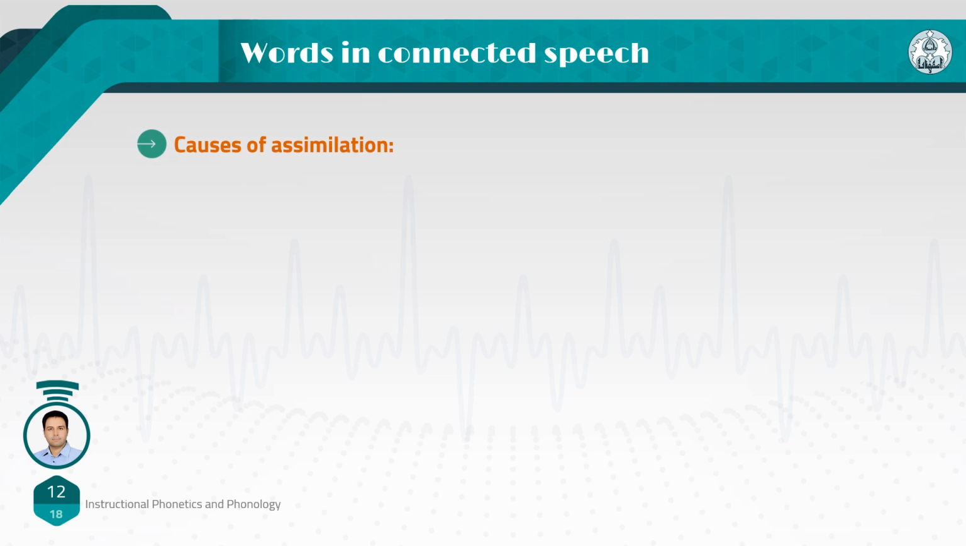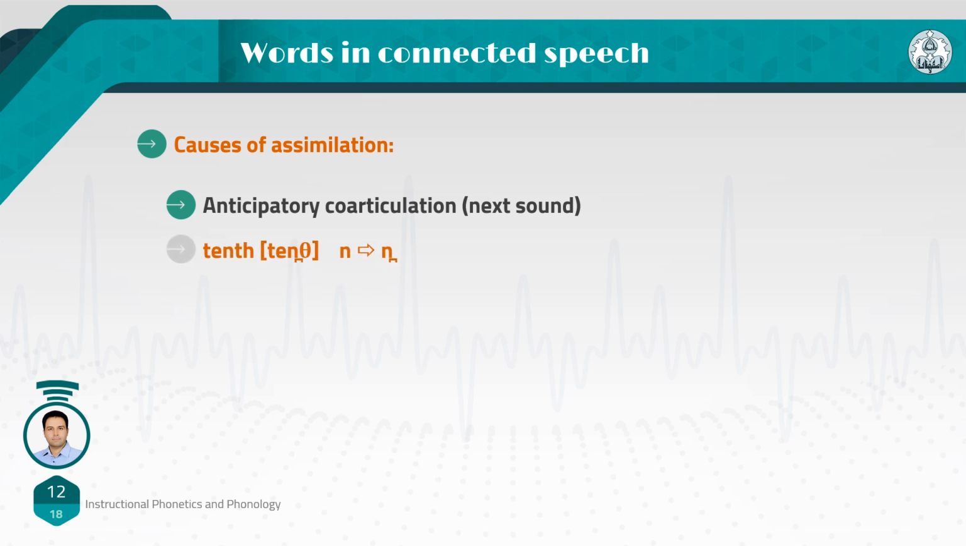Causes of assimilation: anticipatory co-articulation of the next sound. As you know, anticipatory co-articulation is by far the most common cause of assimilations in English. In this process, the gesture for one sound is affected by anticipating the gesture for the next sound. For example, in tenth, n is dental because of the effect of the th.